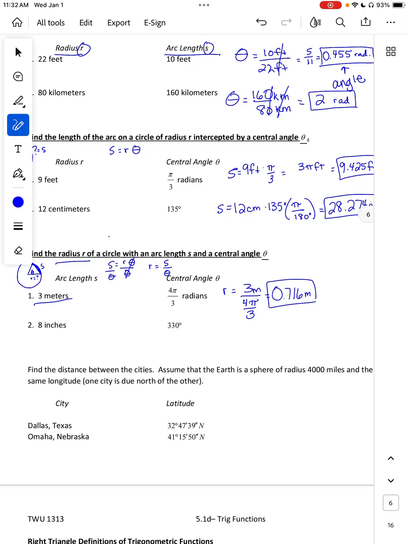Okay, the next one, we have radius equals S, which is 8 over the 330 degrees. But with the 330 degrees, I have to convert that. So I'm going to convert it down here, times pi over 180. So anytime it's in degrees, you have to multiply it times pi over 180. I could have changed it before I even entered it into the formula and done times pi over 180 and then plugged it in, or just put it all into that one equation.